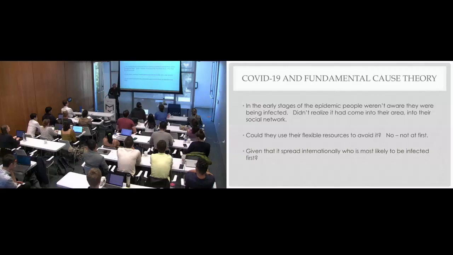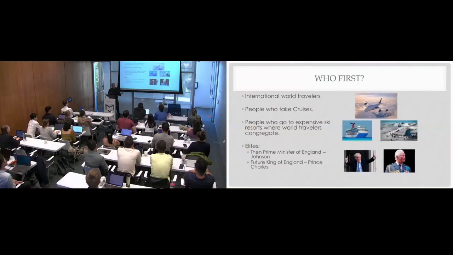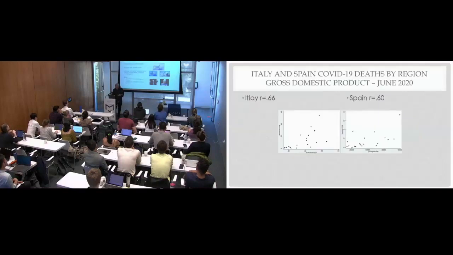Given that it spread internationally, who's most likely to be infected first? Just kind of the accident of history. Who's going to get it first? Well, it's going to turn out to be international world travelers, people who take cruises, people who go to expensive ski resorts. There were all those outbreaks in the ski areas in the west of the United States and in Italy and so on. And then elites like the former Prime Minister of England and the current King Charles of England. And you can also see this in data, and I'll just give a couple of examples.